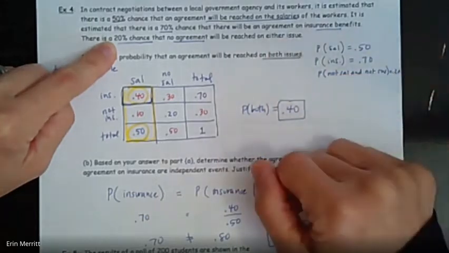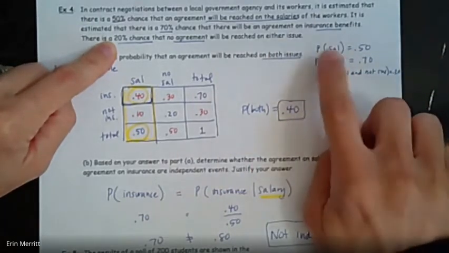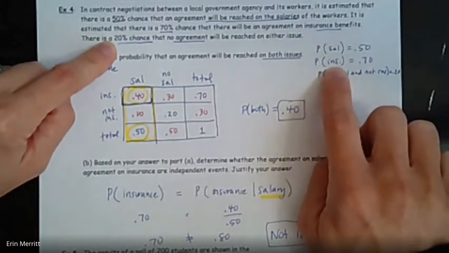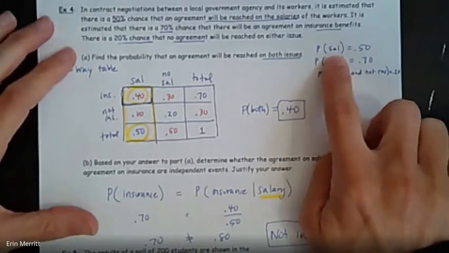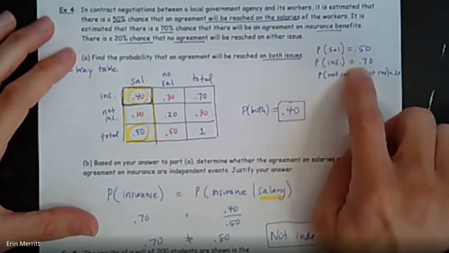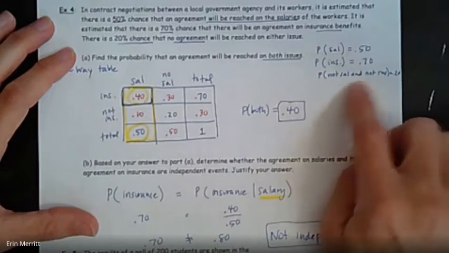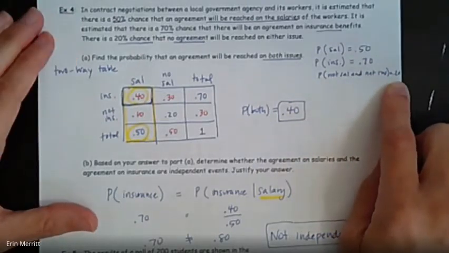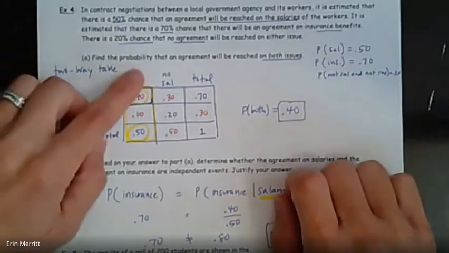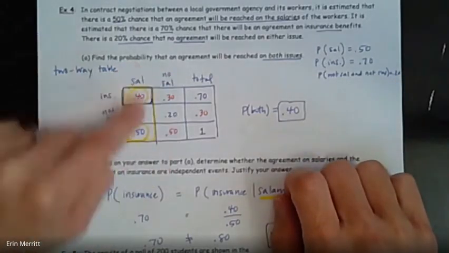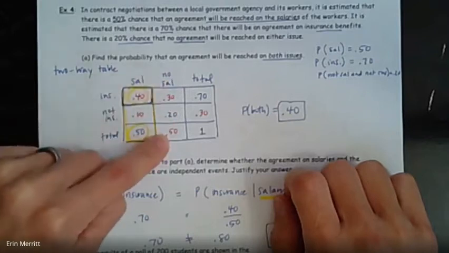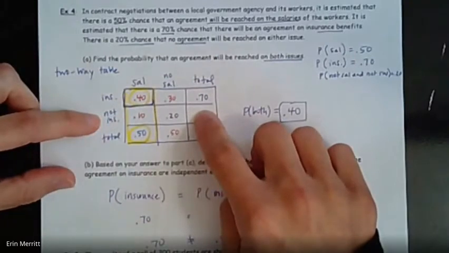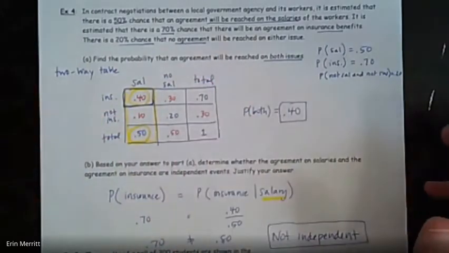All right, so when I read that, I wrote this down over here. The probability of salaries, 0.5. Probability of insurance, 0.7. And now, when I say that, like them making an agreement on salaries, making an agreement on insurance, the probability that not either of those happen, 0.2. So in the two-way table, you always want to have the probability that something will happen and that it won't happen, so that the salaries will happen and they won't happen. On the side, I did insurance will happen and not insurance being agreed upon. And then you want the totals. So that's how you set those up.